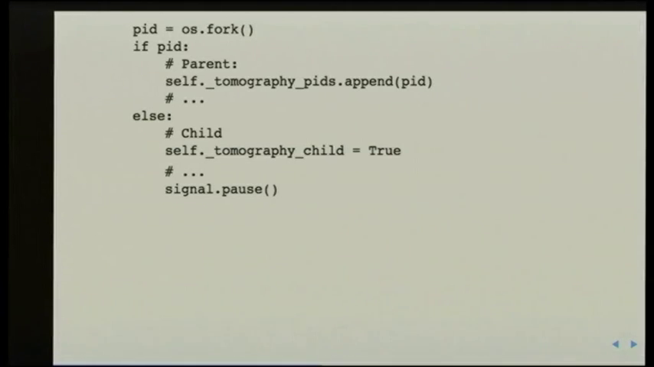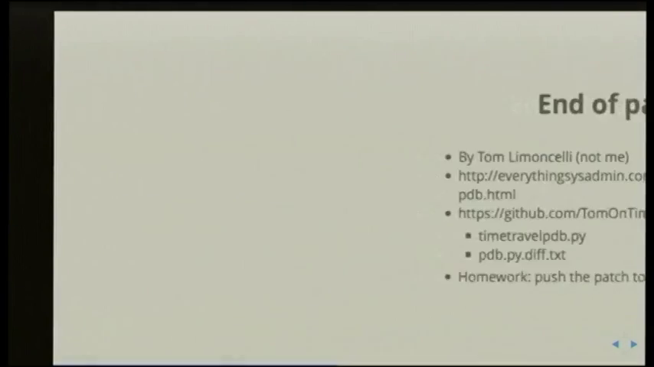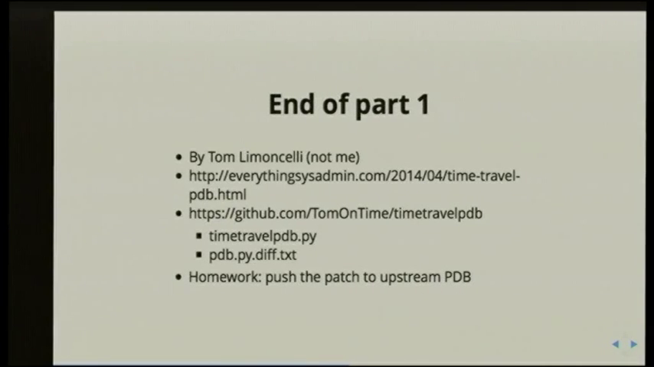This is not necessarily pretty, and obviously you don't want to use it in production. Who would? So just a brief overview. PID equals os.fork, and if we're in the parent, we're going to save the PID. If we're in the child, we're going to say, hey, we're in the child, we're going to sleep, and there's a bunch of other signal processing that goes on to go backwards and forwards. All the details are on Tom's blog post, not by me. He's got it as a patched pdb.py. The patch is there. Homework exercise, push the patch upstream to pdb.